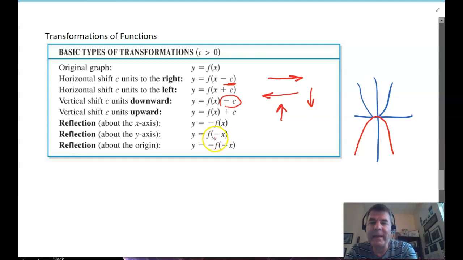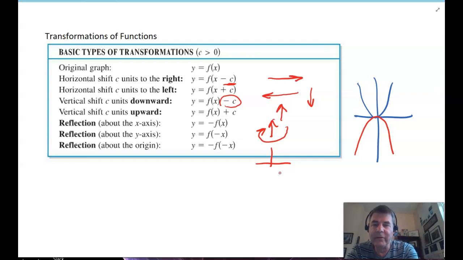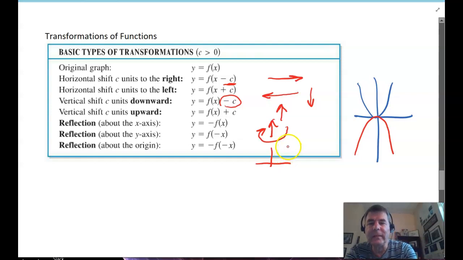Okay, now what happens if I make all the x's change sign? Then that is going to flip it around the y-axis. Okay? And then finally, what happens if I make the whole function change sign and the x's change sign inside that function? Then that will reflect it over the origin. So whatever's happening in the first quadrant will now jump down to the third. Whatever's happening in the second will jump down to the fourth.